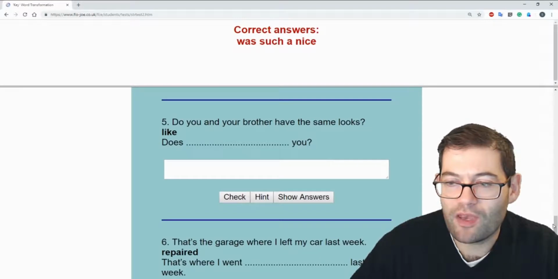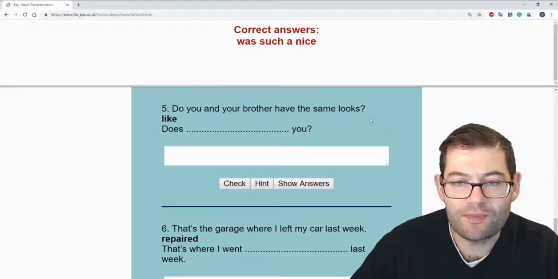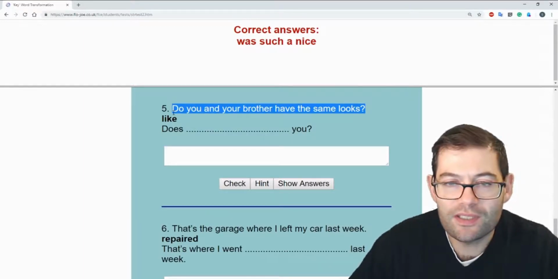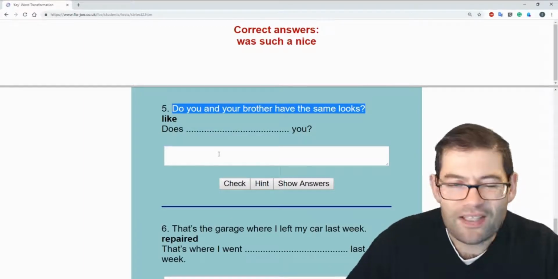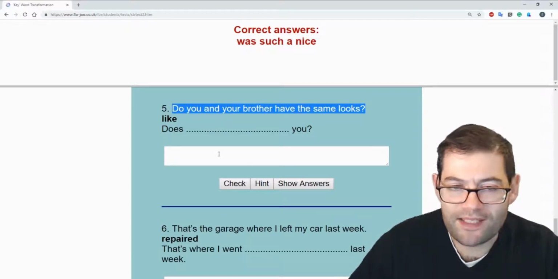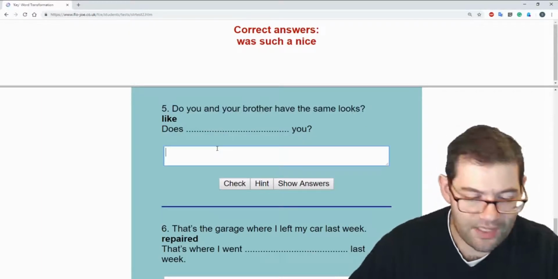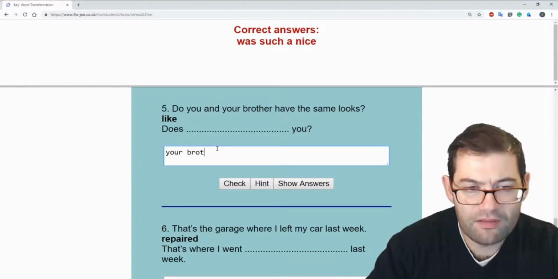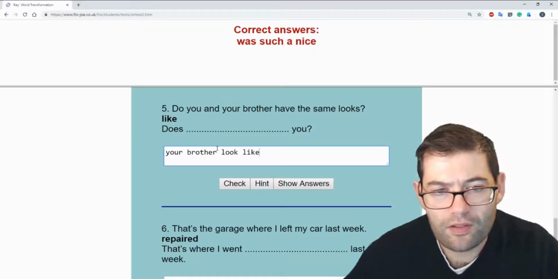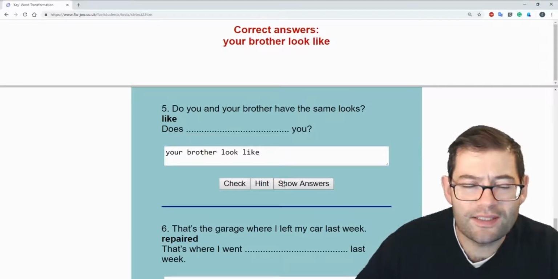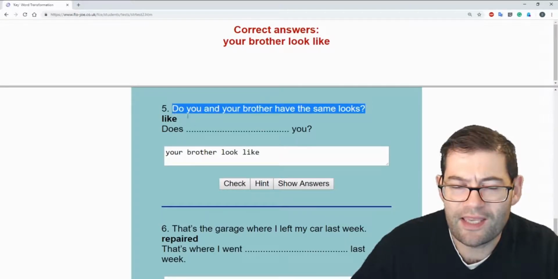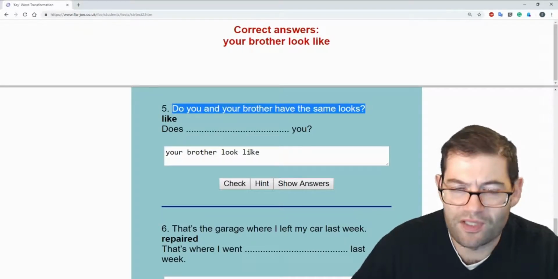For question number 5, we've got our example sentence. Do you and your brother have the same looks? Nice and easy, this one. I don't think we need to go into too much of a complicated explanation about this one. We just have to simply say, does your brother look like you? And if we have a look at our answer, that's exactly what we've got. This is rather a clumsy way of saying, does your brother look like you?